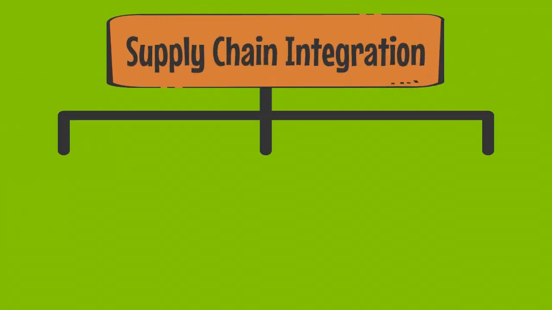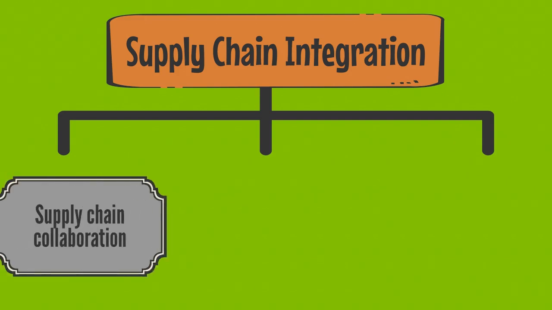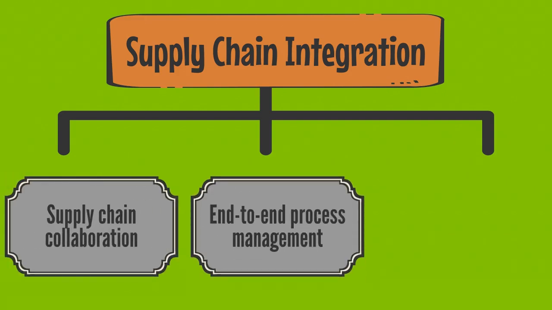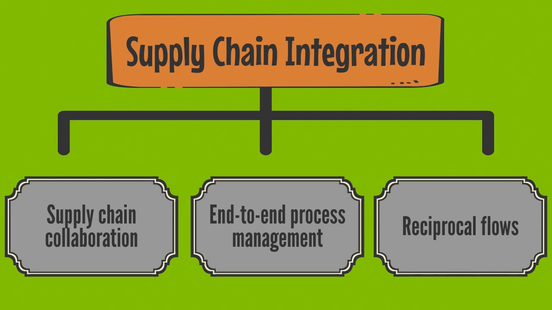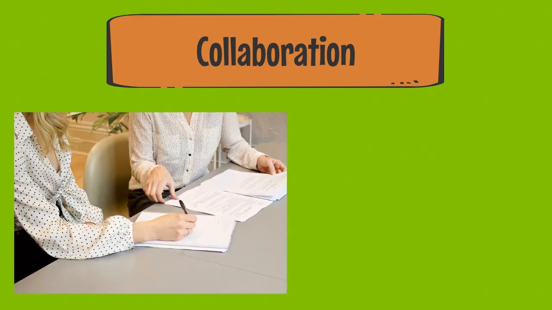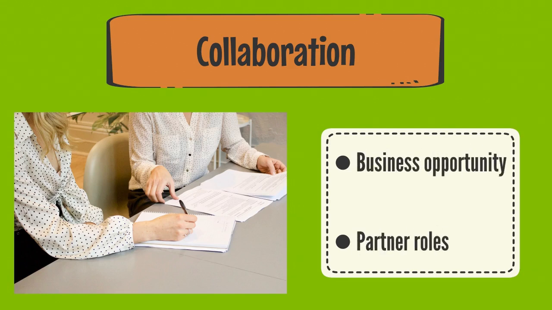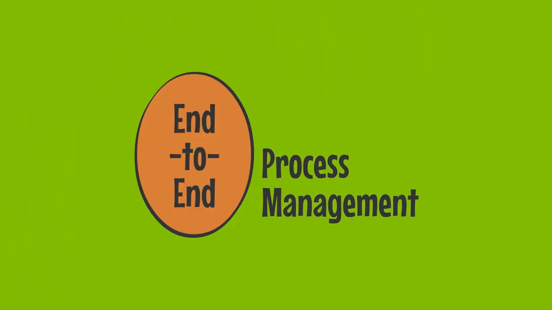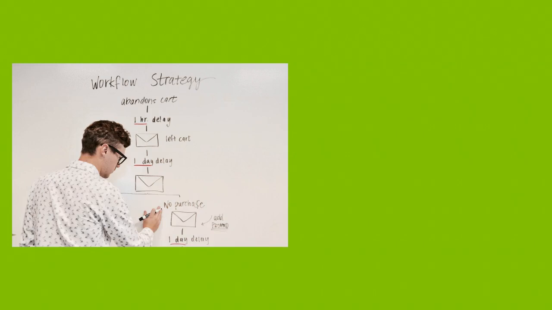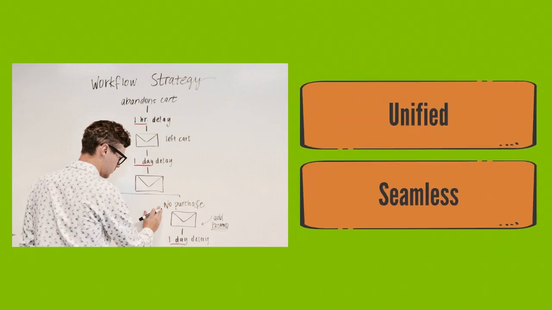At its core, supply chain integration consists of three major components: supply chain collaboration, end-to-end process management, and reciprocal flows of high-quality information. Collaboration necessitates supply chain partners negotiating a clear understanding of the business opportunity and the role each partner will play in accomplishing specified goals. End-to-end (E2E) process management focuses on integrating operations into a unified, seamless process that promotes supply chain value development.